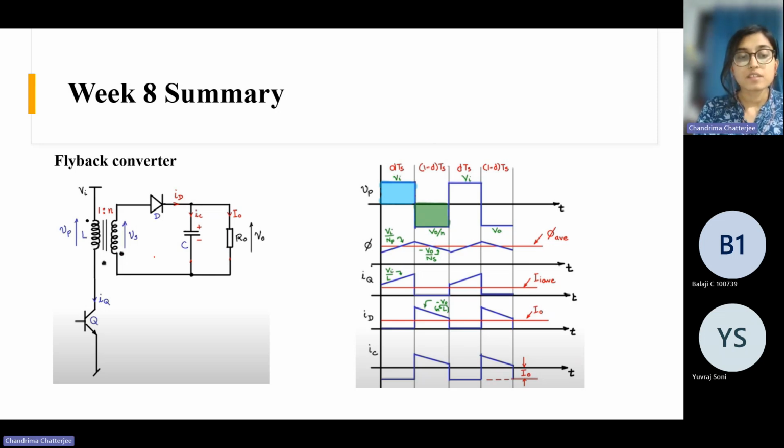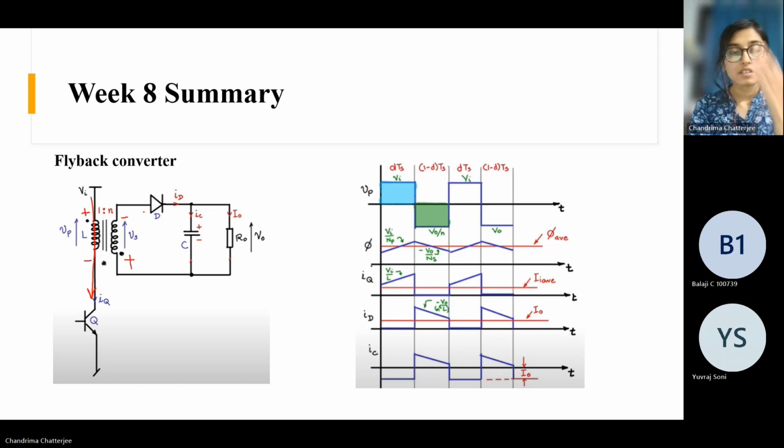So basically, when this switch is on, when Q is on, then the current will flow like this in this path, and the inductor gets energized. What is the polarity? The relative polarity is plus here and minus here. So as the dot is opposite, here we will get plus and here we will get minus. That's why the diode is reverse biased in this interval, during the dTs period I am talking about.